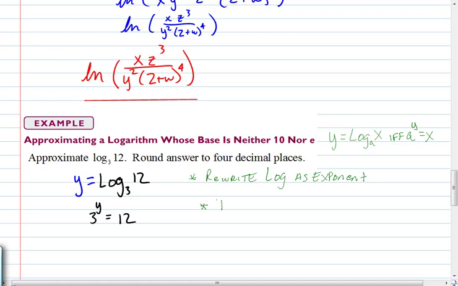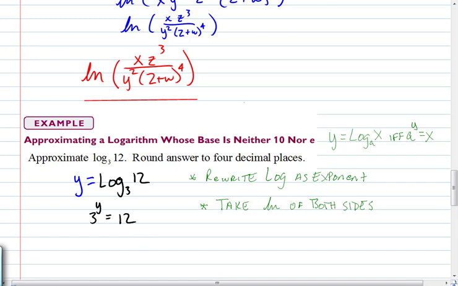So what we're going to do is use that operation and take, in this case, the natural log of both sides of the equation. Remember, what you do to one side, you have to do to the other. So if I wanted to take a square root of one side, I'd have to take the square root of the other. If I wanted to multiply this side by 5, I'd have to multiply this side by 5.